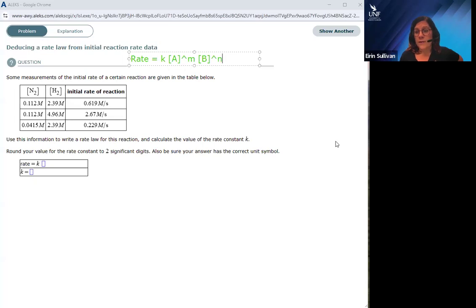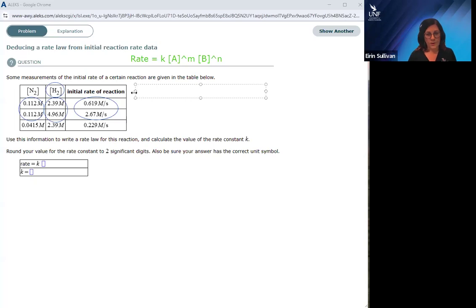So the way to determine this experimentally is to look at your data. The initial rate has been recorded with the concentration of each of the reactants. So you're going to look for where the concentration of one reactant has been held constant and the concentration of the other reactant has been allowed to vary. Therefore, the initial rate of reaction is only depending on one reactant. So in this case, our initial rate is only depending on the concentration of dihydrogen.